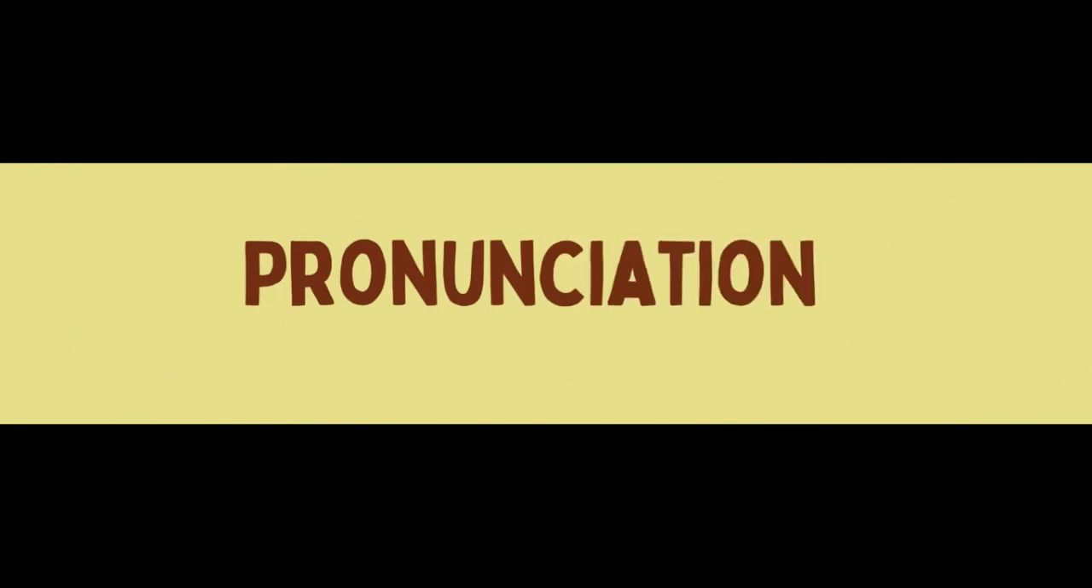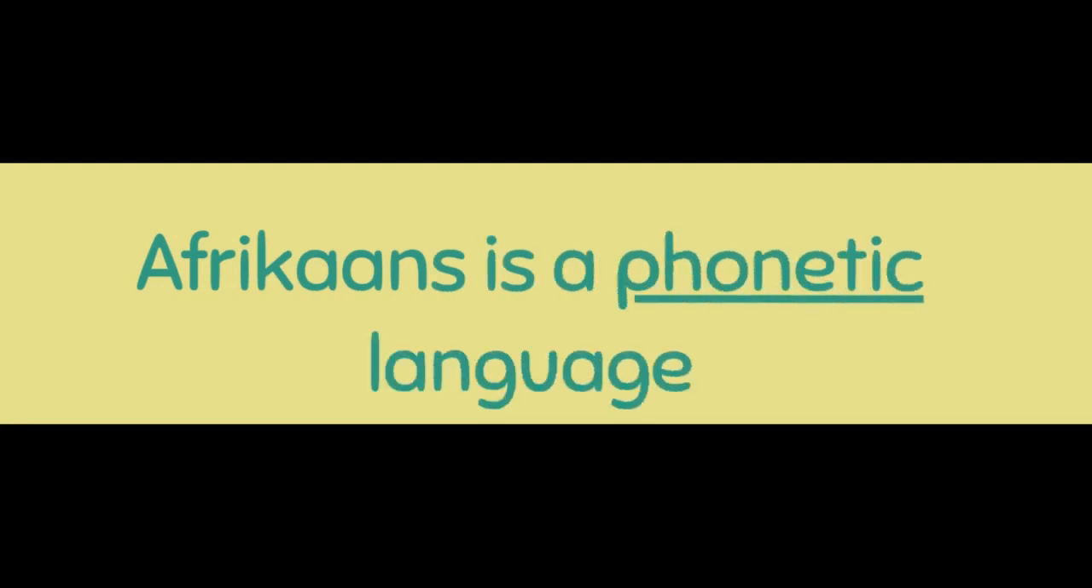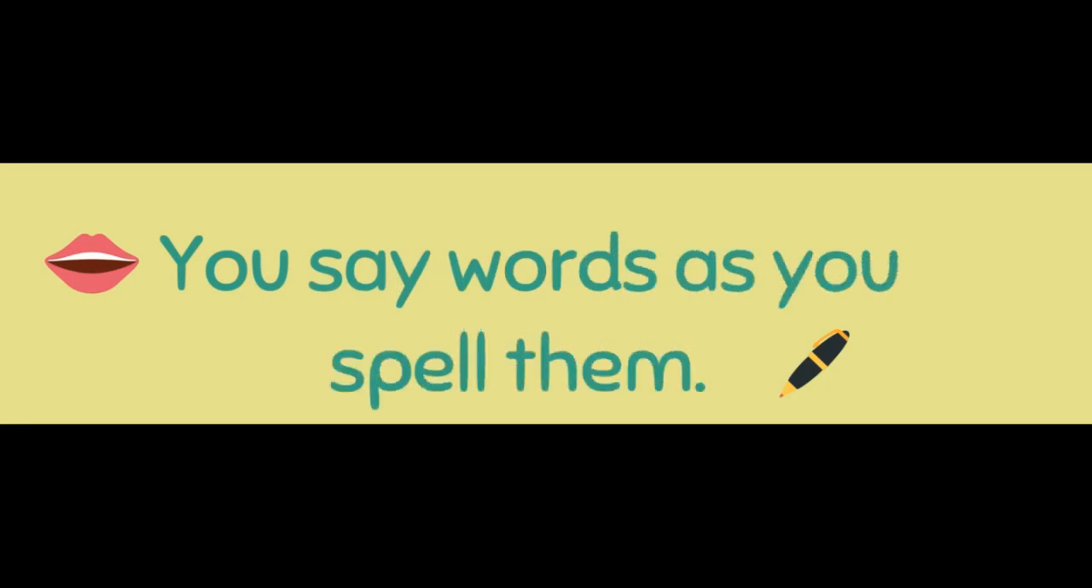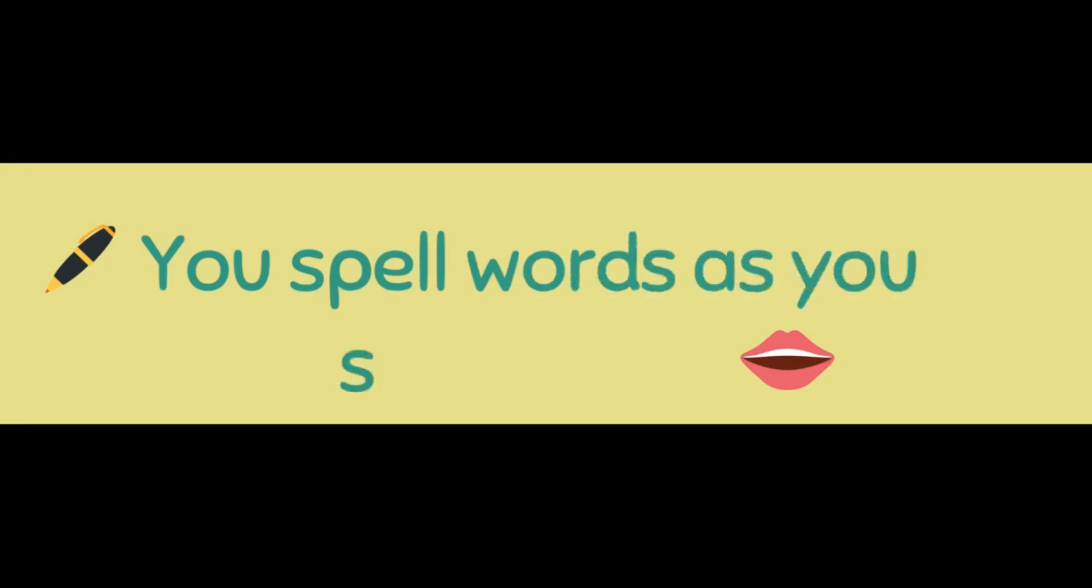Lesson 2, Afrikaans for beginners. We're going to be focusing on pronunciation. Really good news about Afrikaans: it is a phonetic language. Basically, all that means is you say words as you spell them, and you happen to spell words as you say them. So it's a fairly simple language to spell, easy peasy, lemon squeezy. And we're going to be focusing on most of the spelling of Afrikaans today.